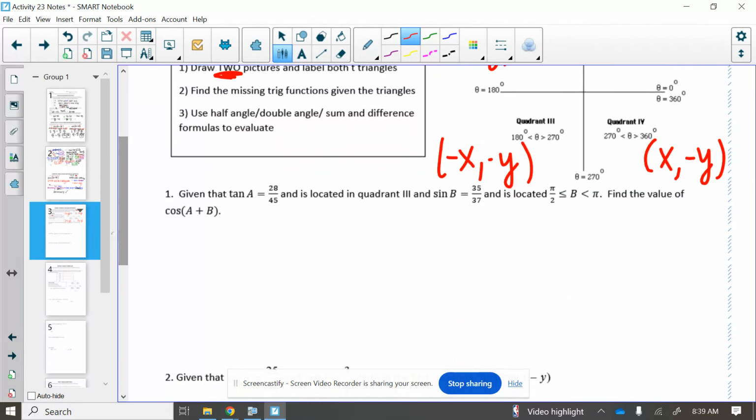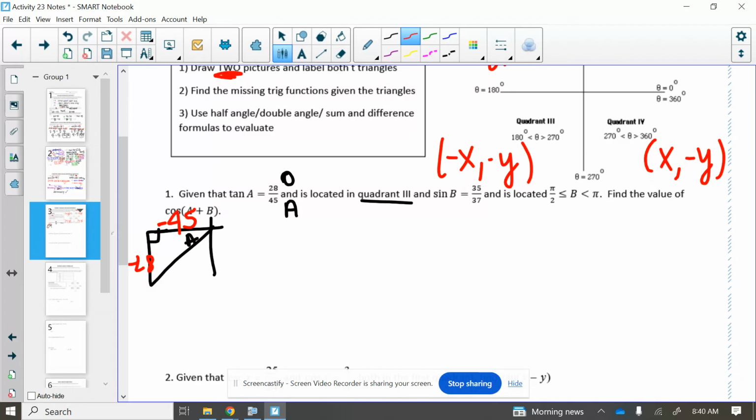So if they're telling us first that we have triangle A located in quadrant 3, I want to start my picture by drawing triangle A, and I'm just going to call this angle A. And my tangent is my opposite over my adjacent. So that's going to be opposite is 28, adjacent is 45. And here's where that important part comes, because we're in quadrant 3, both of those are negative.